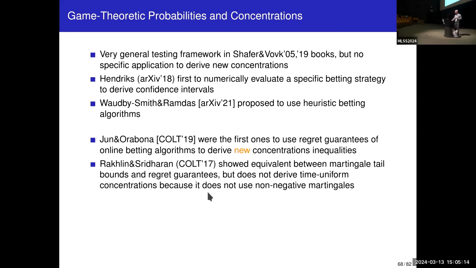Okay? But in their paper, they were not using Wheeler inequality because they didn't have betting algorithms, so they couldn't do it. And so their proofs are very, very difficult. The proof that I showed you is really, really simple.